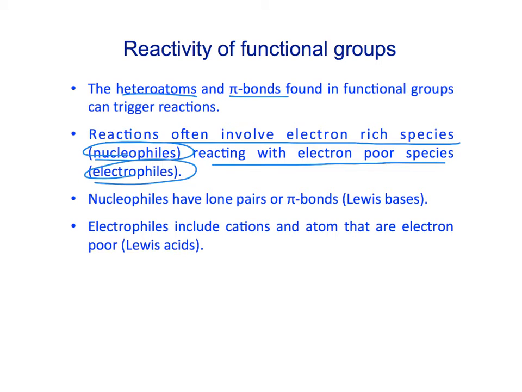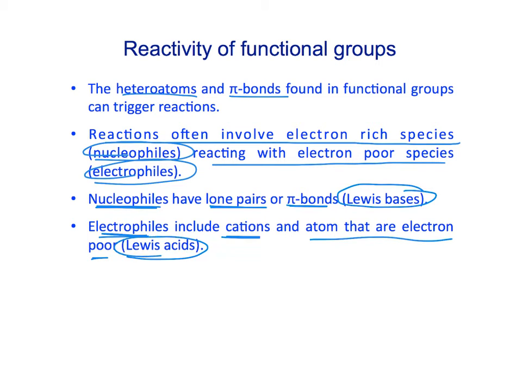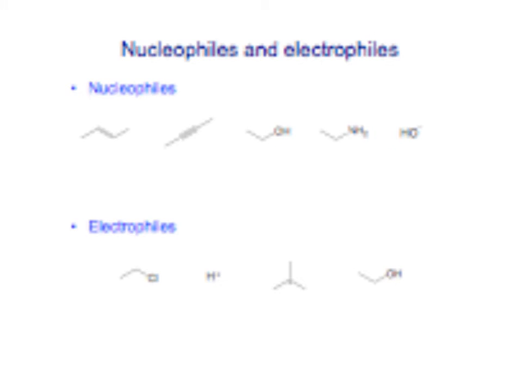Nucleophiles, the way we can identify them is that they have either lone pairs of electrons or pi bonds, and what they're doing in acting as nucleophiles is they're really acting as Lewis bases. Remember, Lewis bases are electron pair donors. Electrophiles, which often include either cations or atoms that are electron poor, are really acting as Lewis acids, which are electron pair acceptors. Examples of nucleophiles and electrophiles are shown on the slide.